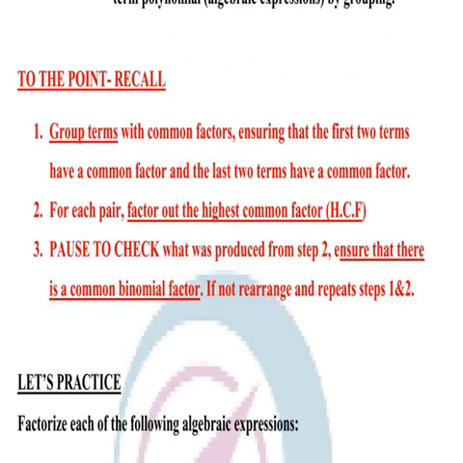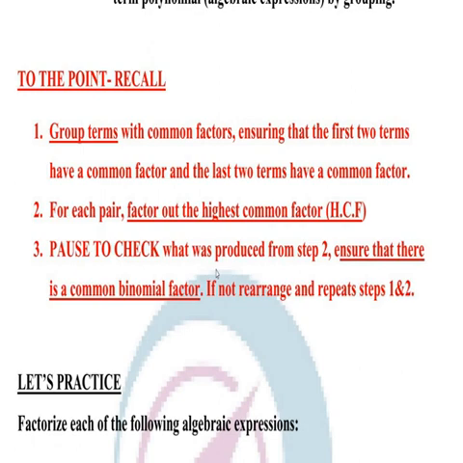Step 1. Group terms with common factors, ensuring that the first 2 terms have a common factor and the last 2 terms have a common factor. Step 2. For each pair, factor out the highest common factor. And in step 3, we're going to check to see if we have produced a common binomial factor.